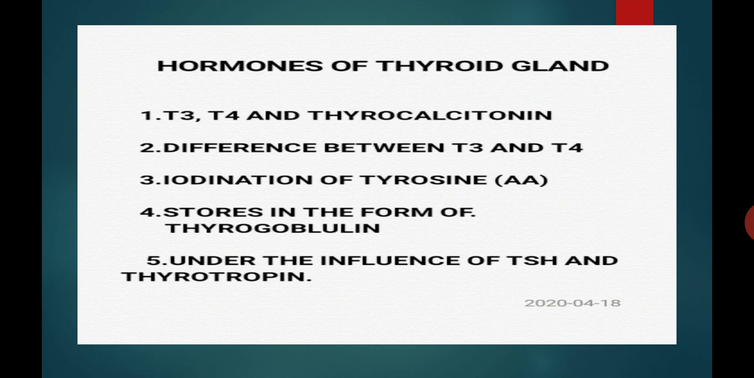Point number 4. After the synthesis, where are these two hormones stored? After the synthesis, these T3 and T4 hormones are stored within the thyroid follicles in the form of thyroglobulin with the help of one protein called globulin. I repeat, once the T3 and T4 hormones are synthesized, they get stored in the thyroid follicles in the form of thyroglobulin with the help of one protein called globulin.